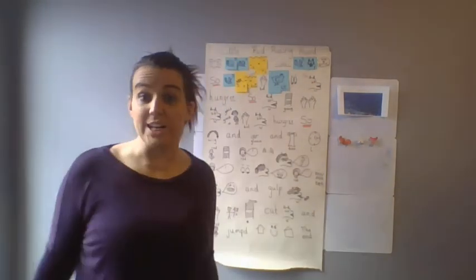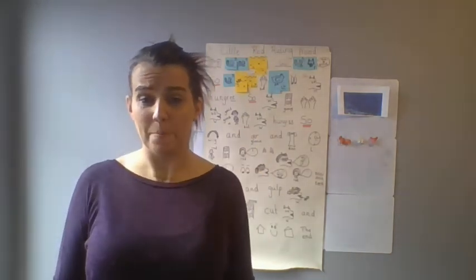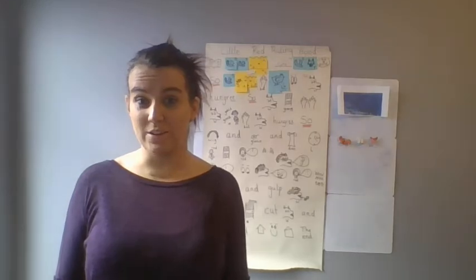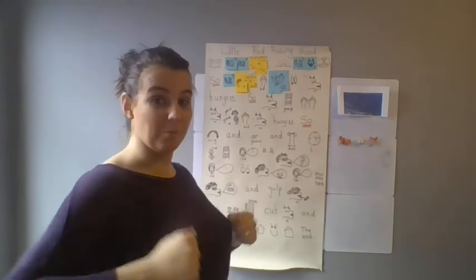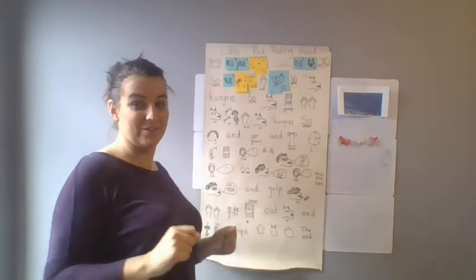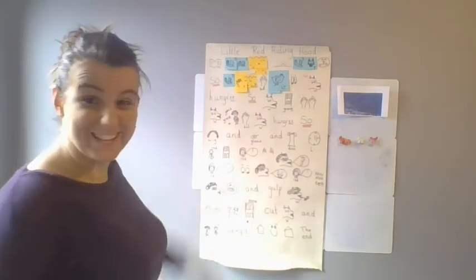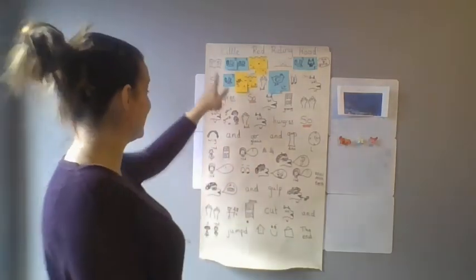But the chicken, so we need an action for chicken. What do chickens do? Can you think of an action for chicken? I'm going to do this. Cluck like a chicken. But if you have a better action at home, you do that. So let's start from the beginning because it gets a bit confusing, doesn't it?